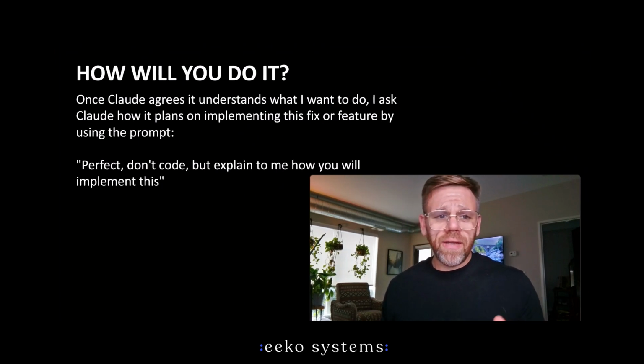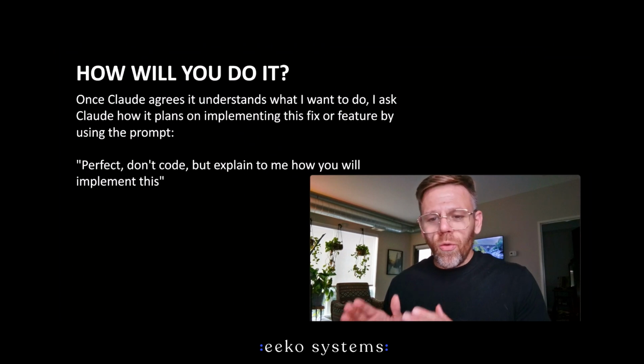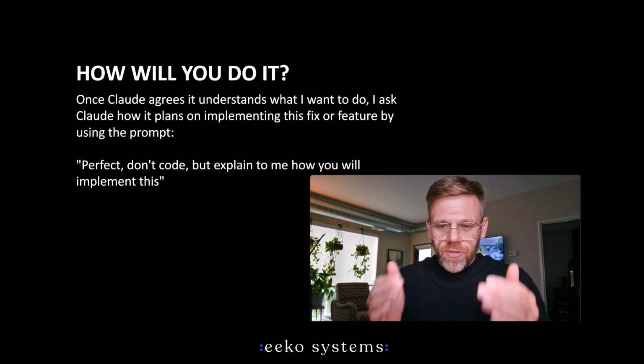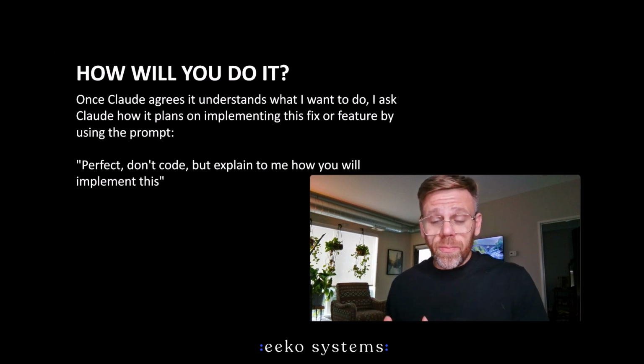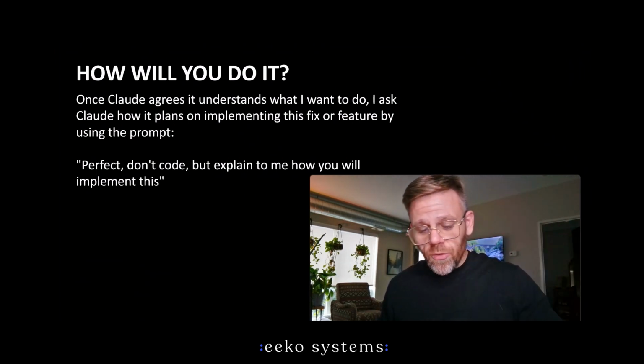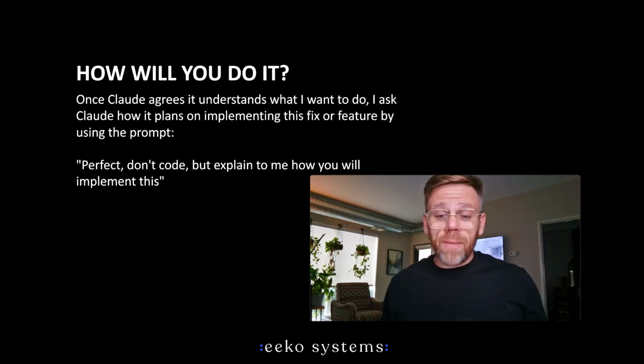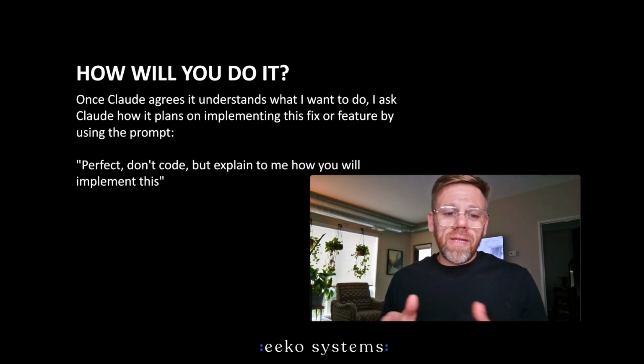Because once I do that, I ask it how it's going to implement what I want to do. Once it understands my goal, I say, perfect, don't code, but explain to me how you will implement this. And then what ends up happening is it'll go through and it'll either list out what it's going to do, it'll list out the code it's going to put in there, or it'll give me a few options of ways to implement it and say, like, my recommendation is B. And I'll look over the code, the way it wants to implement it, and approve that.